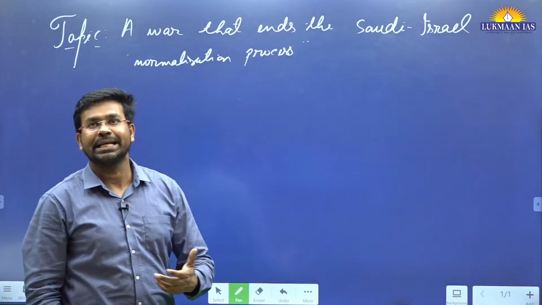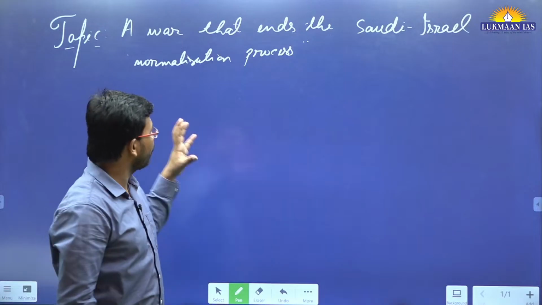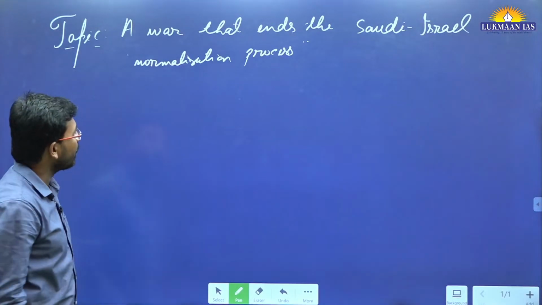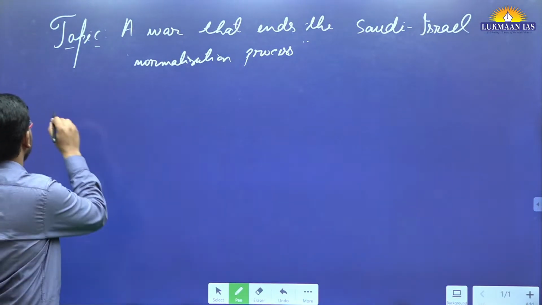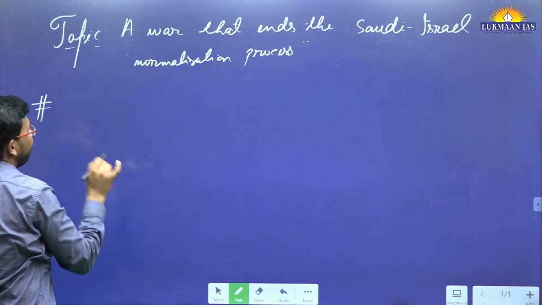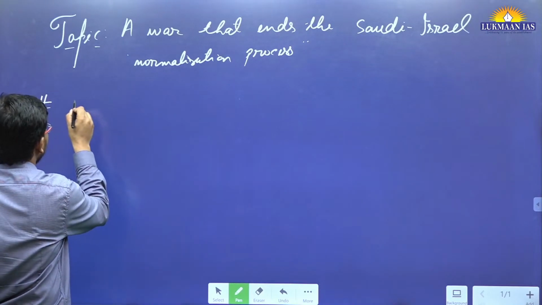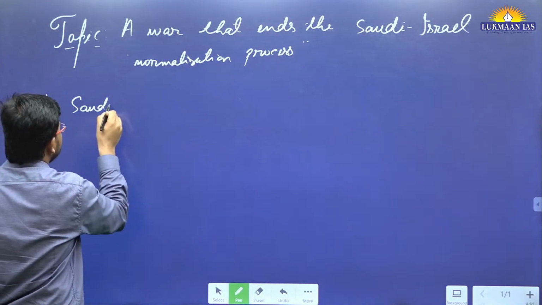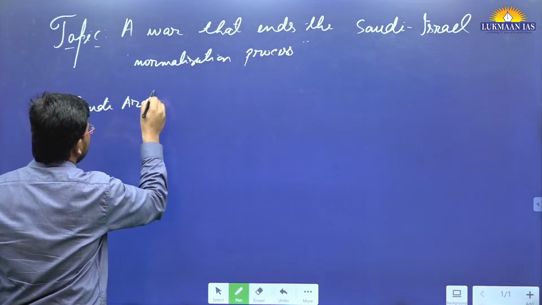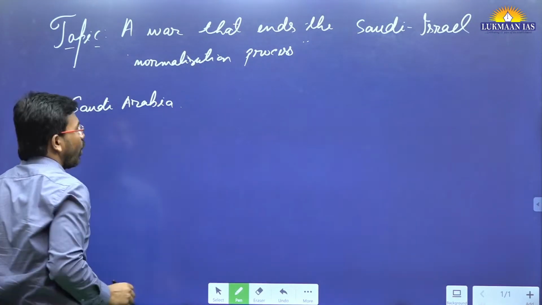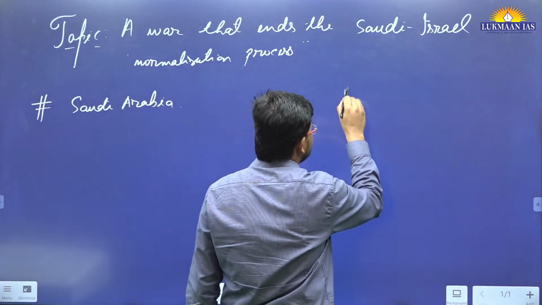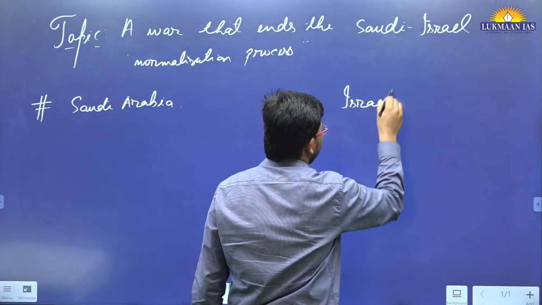Now let's understand the context of this particular topic. Okay, we will understand. Now, in this article, the major countries that have been talked about are, on one side, Saudi Arabia. Okay, Saudi Arabia. On the other side, they have talked about Israel. Okay, Israel.